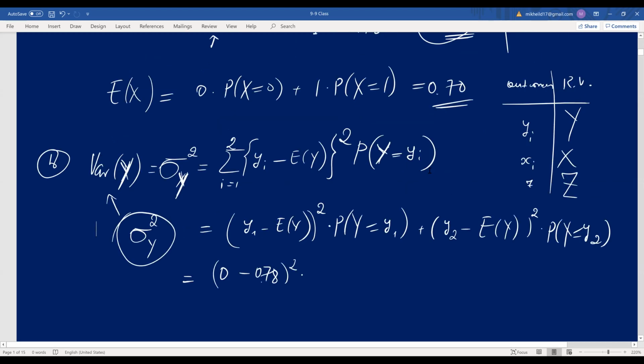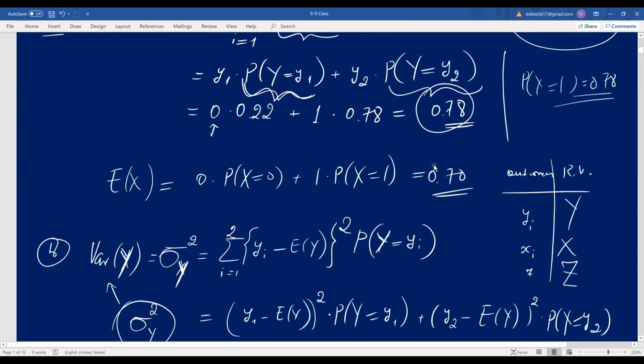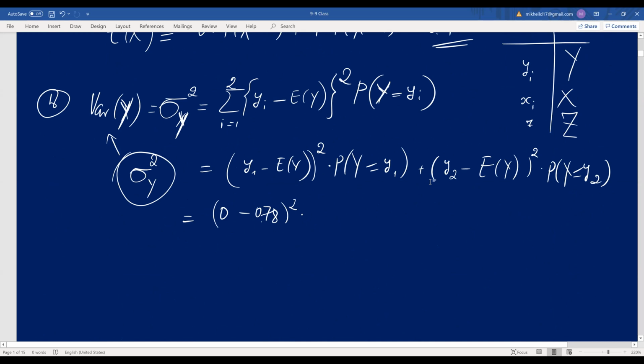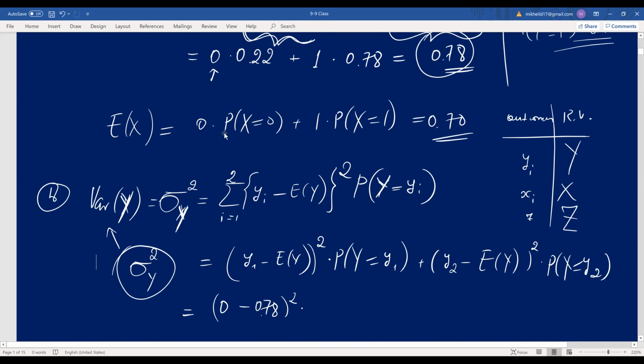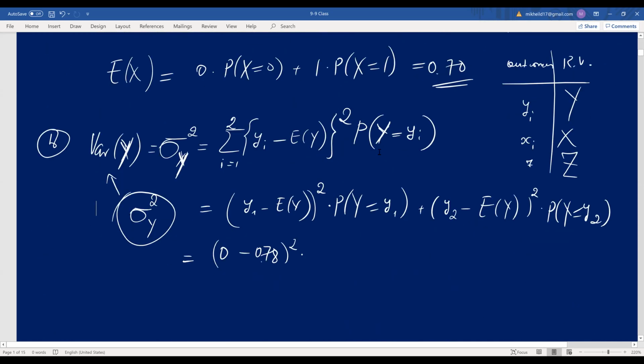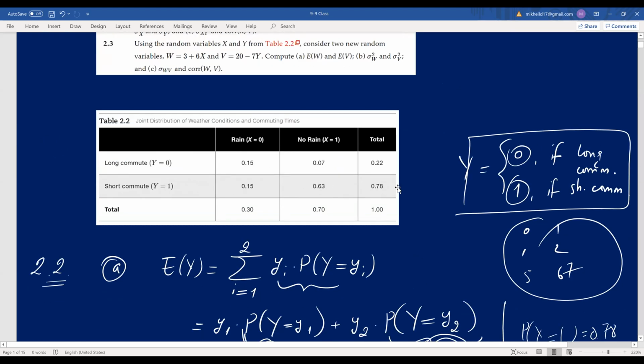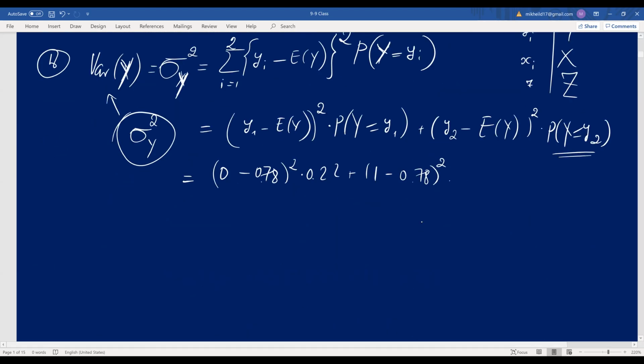Okay, thank you. Just please follow, and this will be uploaded on Blackboard. So let's keep going so that we solve as many problems as we can. But of course, please ask questions if you have any. The probability that y equals 0 here will be 0.22, plus the second possible outcome of y, 1 minus 0.78, because that's the expectation, squared, times the probability that y equals y2. Y2 is 1 in this example, so you have 0.78 here.